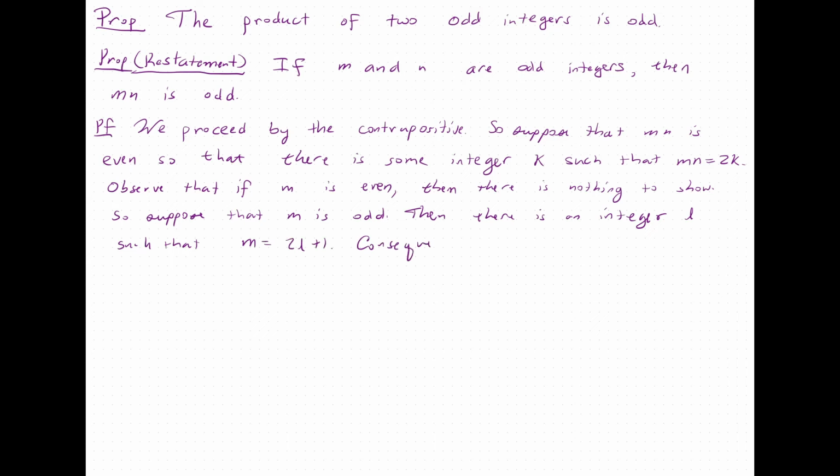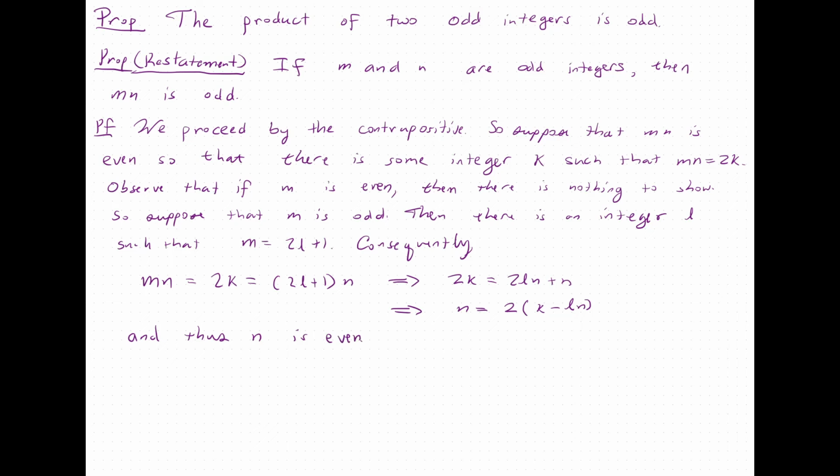Consequently, we have m times n, which is equal to 2k, and then we just write everything we did in the scratch work. And so now we have 2k equals 2Ln plus n. And thus n is even. And we are done. We are now done with the proof, and we have the contrapositive here.